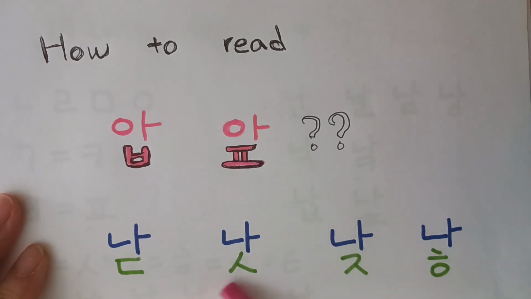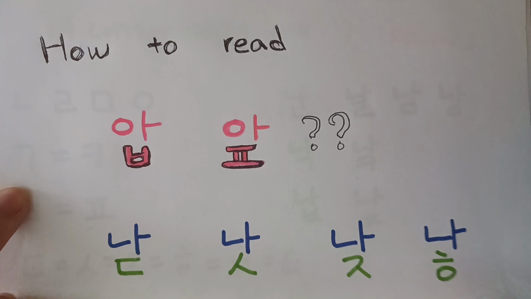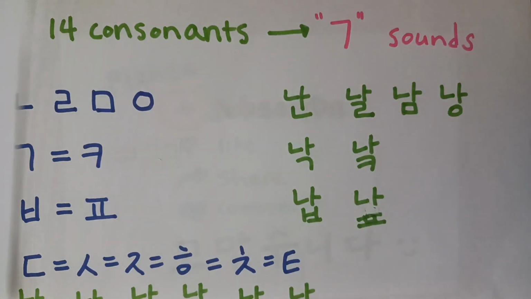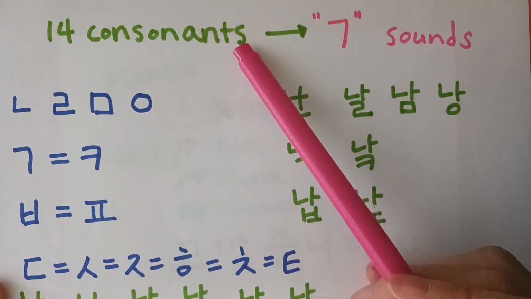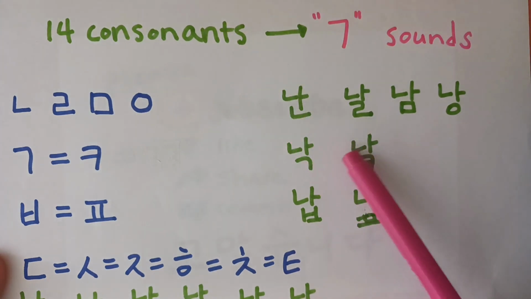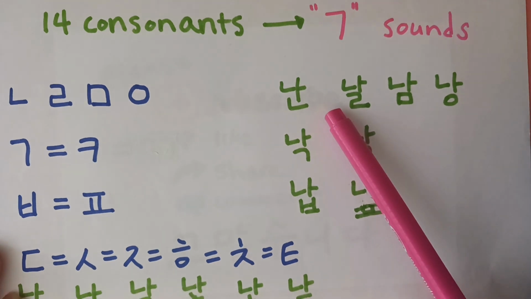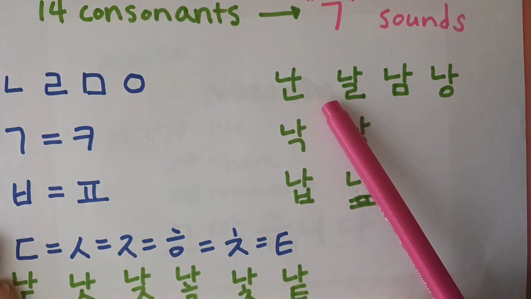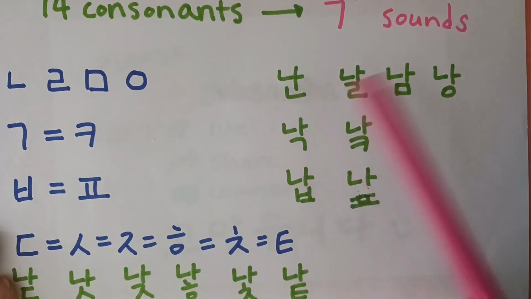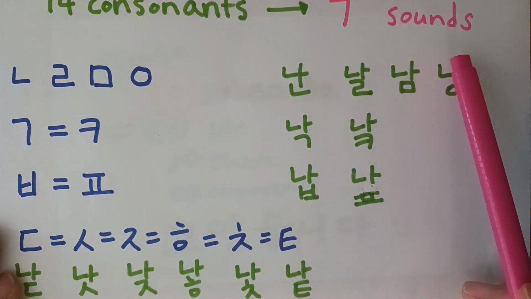Can you read those? How about this? Do they sound the same or different? Let's find out. In the Korean alphabet, we have 14 consonants. When the 14 consonants become final consonants, they only produce 7 sounds instead of 14 different sounds. So I have the list here showing how this works.